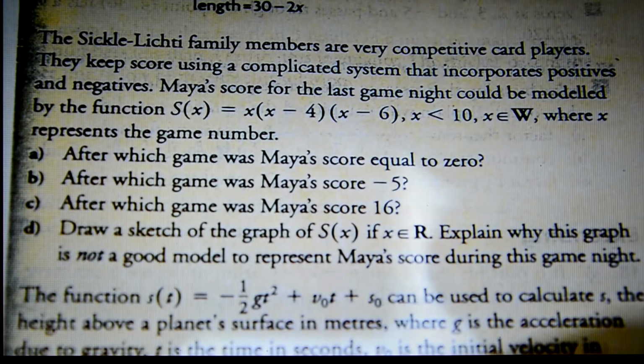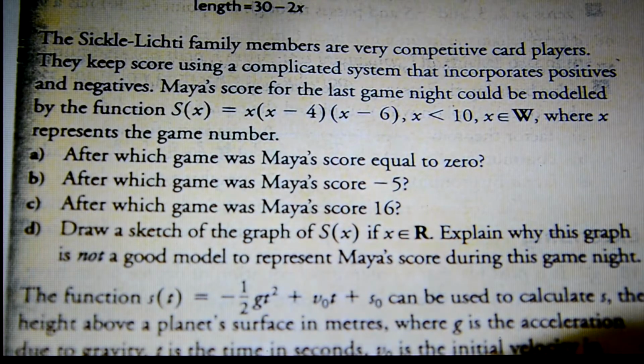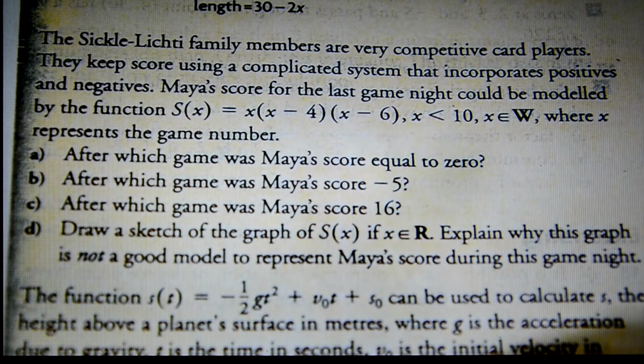Question 11 on page 205 reads, the Sickle family members are very competitive card players. They keep score using a complicated system that incorporates positives and negatives. My score for the last game night could be modeled by the function S(x) equals x times (x minus 4) times (x minus 6), where x is less than 10.